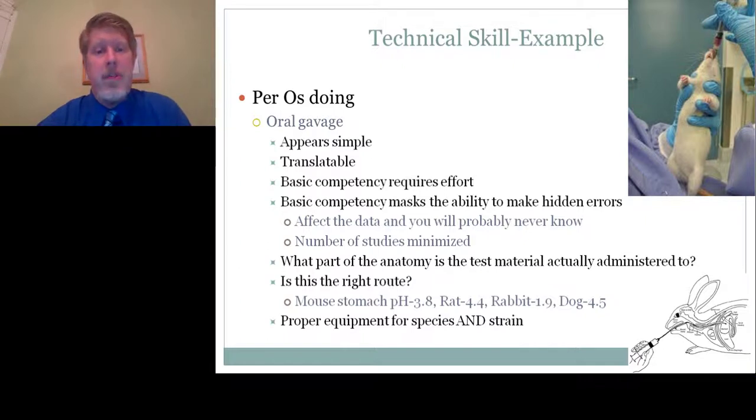Different lab animals have different pHs in their stomach. If you have a test material that cannot tolerate a 3.8 or 4.4 or 1.9 pH, by the time it gets to the GI tract to be absorbed, the compound's already been degraded. And then, do you have the right equipment for these species and strain? And I use this to illustrate, this is one simple, quote unquote, straightforward technique, but so much complexity and so much thought needs to go into the selection and then the application of this technique.